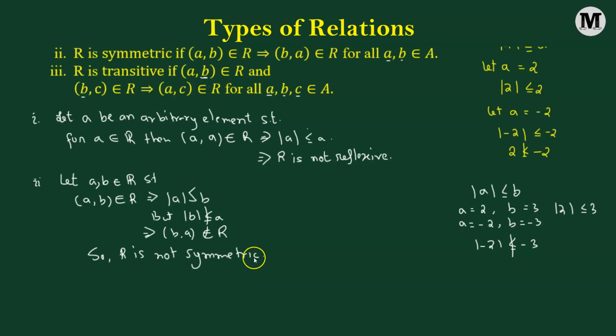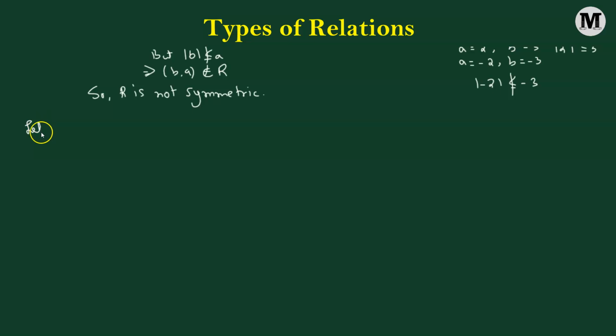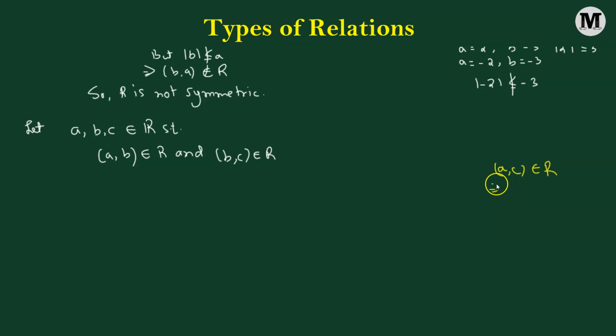Fine. Now we finally come to the transitive relation. Here we're going to consider two ordered pairs A comma B and B comma C. So let us consider the elements A, B and C belonging to the set of real numbers, such that the ordered pair A comma B belongs to R, and another ordered pair B comma C also belongs to the relation R. Our goal will be to verify that A comma C also belongs to the relation R. In other words, we have to show that absolute value of A is less than or equal to C. Only then can we say that the relation R is transitive in nature, or else it is not going to be transitive. Okay, fine.